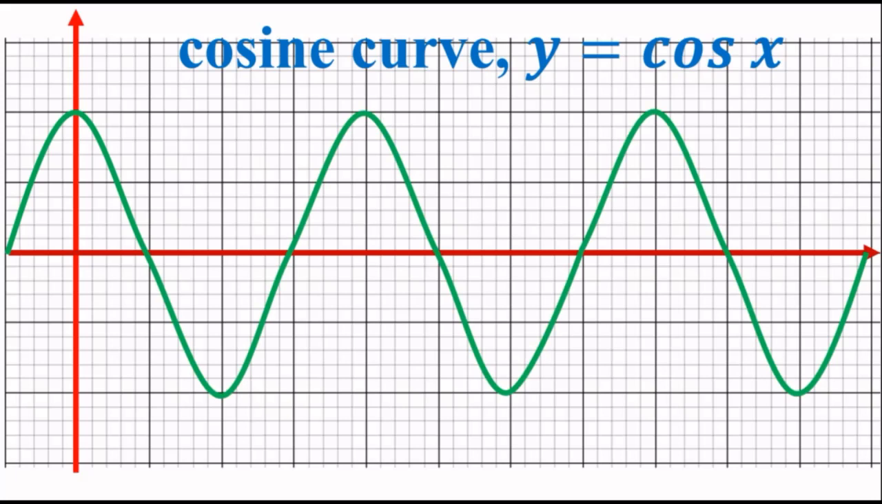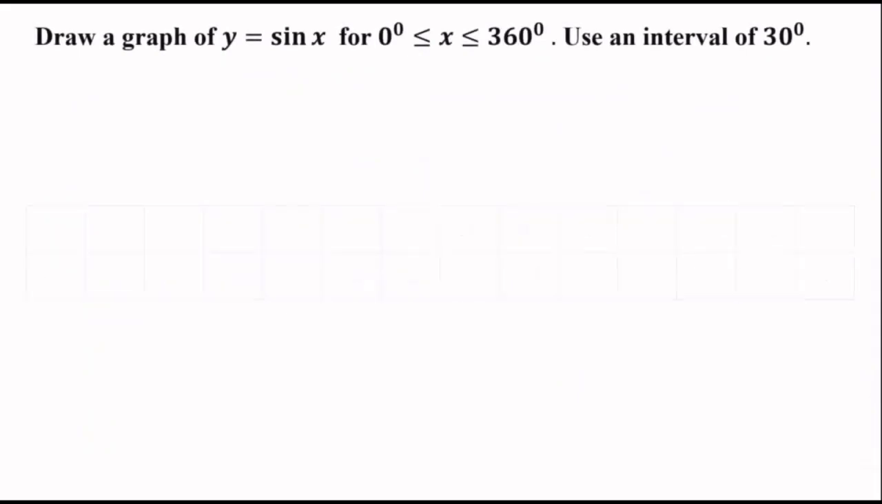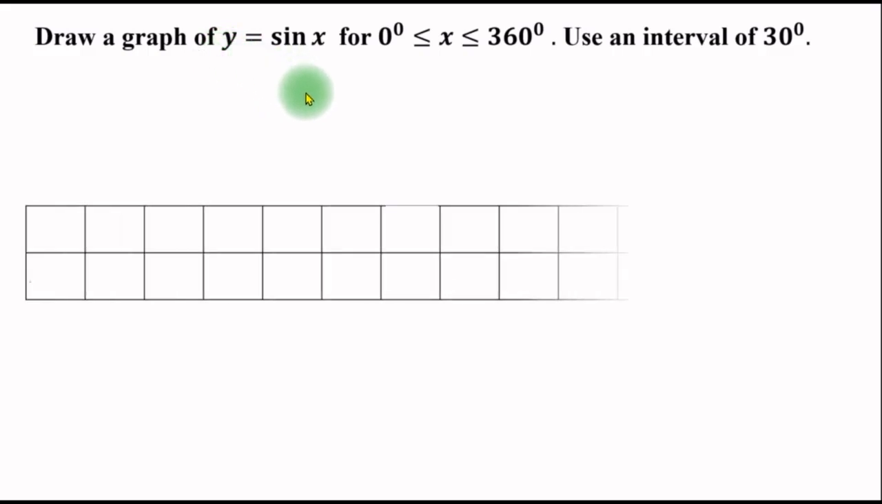So let us begin with this question. It says draw a graph of y equals sine x for 0 degrees is less than or equal to x is less than or equal to 360 degrees, and we have to use an interval of 30 degrees. For this kind of question, we need to come up with a table for the corresponding values of x and corresponding values of y. So we make a table.